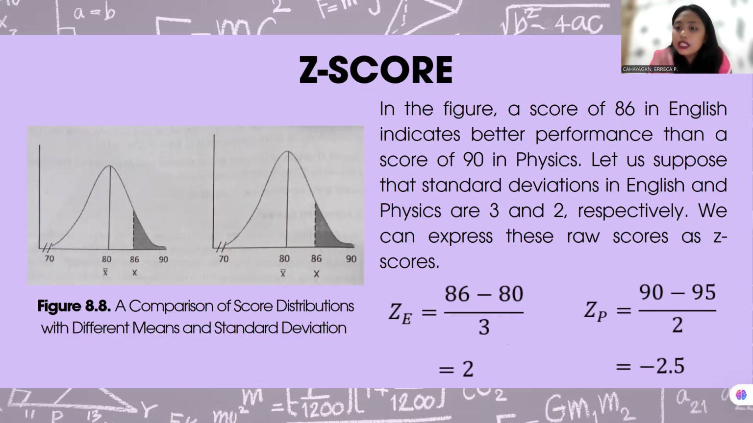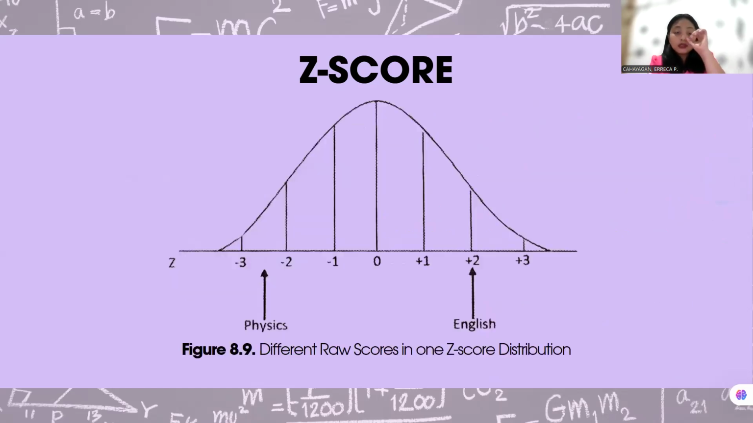which is the overall average of the whole class, over 2. You can already see that your score is much lower than the average. If we subtract 90 minus 95, we get negative 5. Divided by 2, we get negative 2.5. So this is the z-score of both scores.